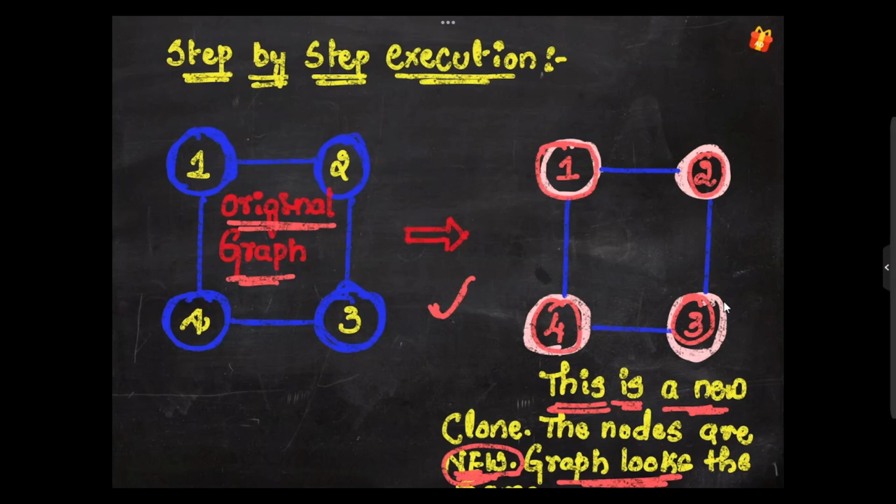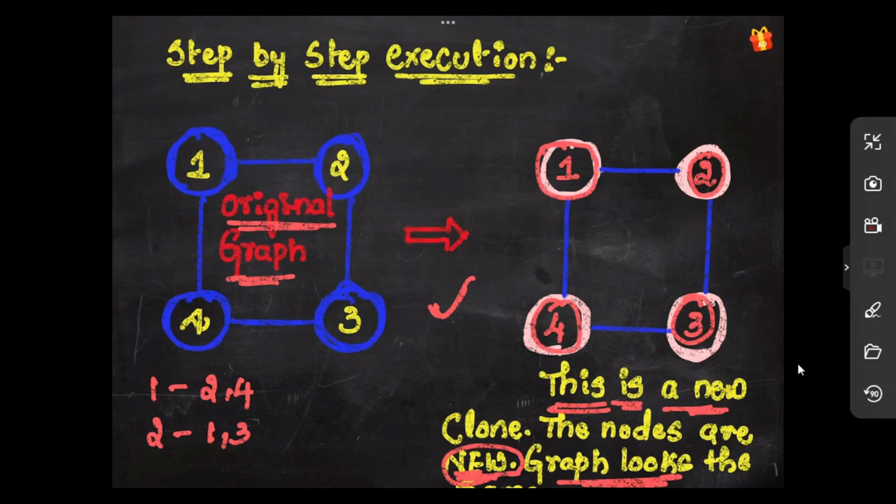It means connections are the same. Node 1 is having 2 and 4, and node 2 is having 1 comma 3, right? And 3 is having the adjacency list... just give me a second. What happened to this one? Yeah, here 3 is having the adjacency list 2 as well as 4, so I'll just write here 2 comma 4, and 4 is having the adjacency list 1 comma 3, so I'll just write here 1 comma 3.